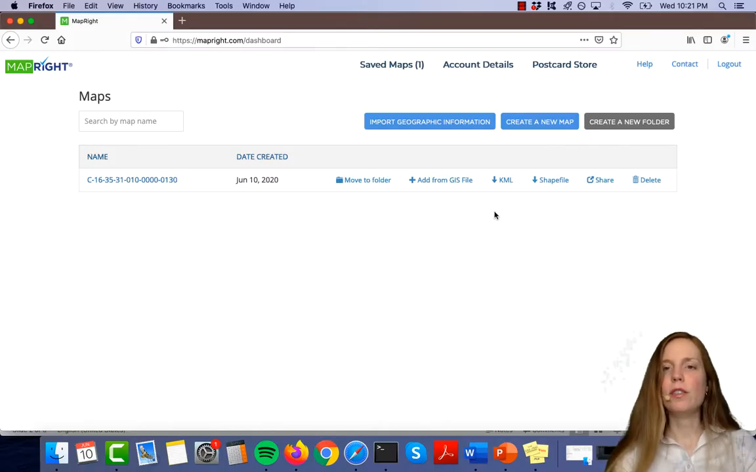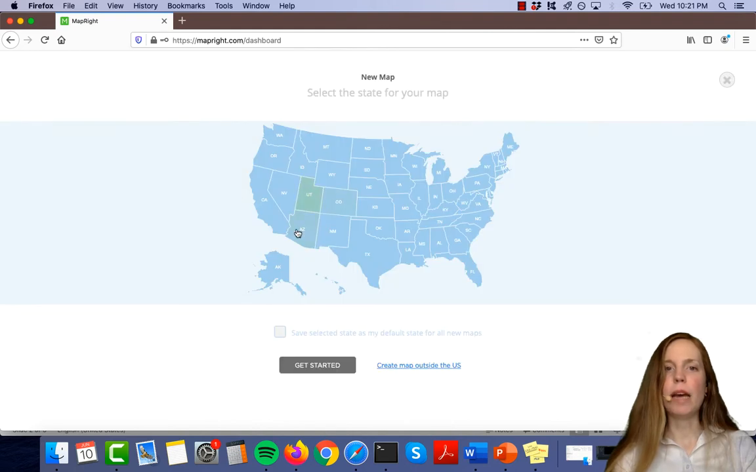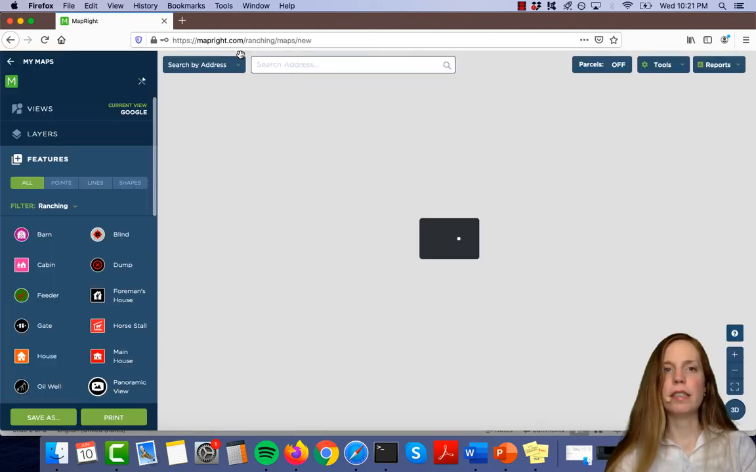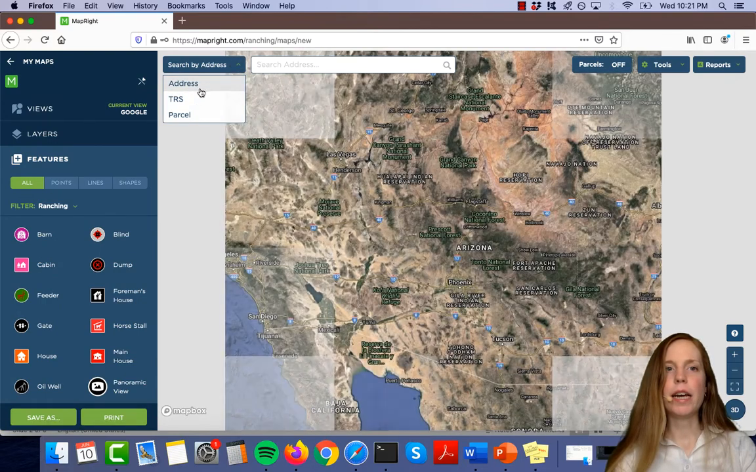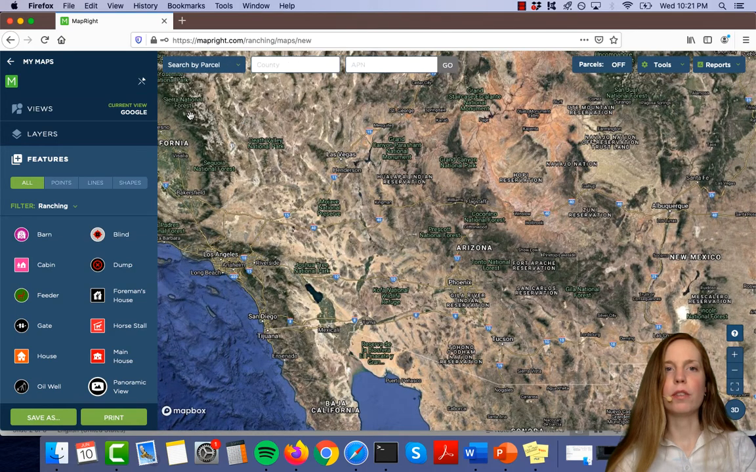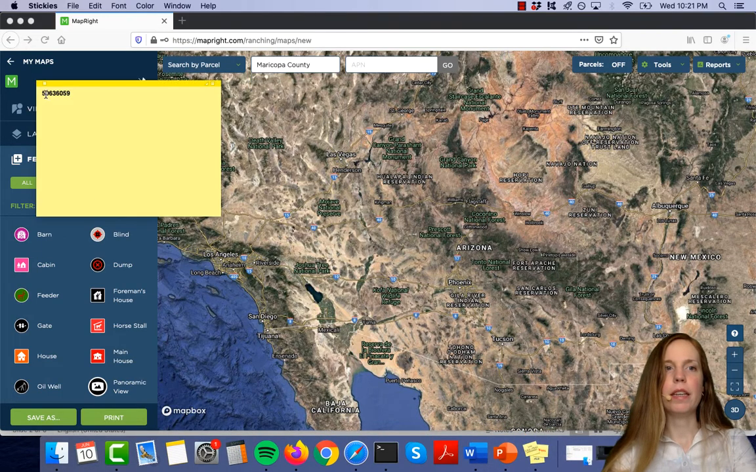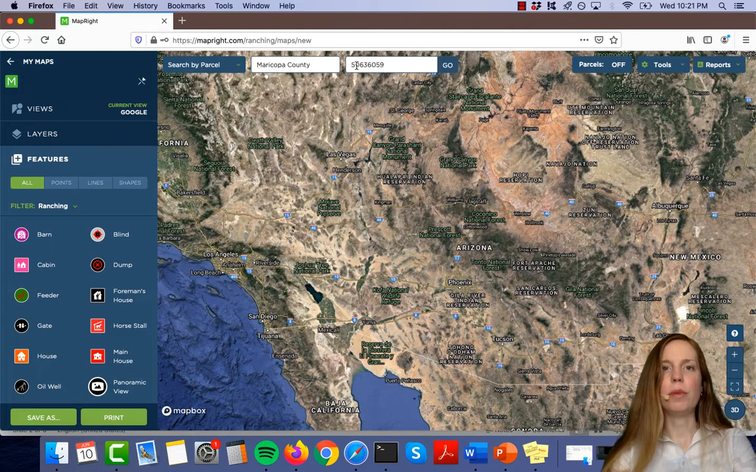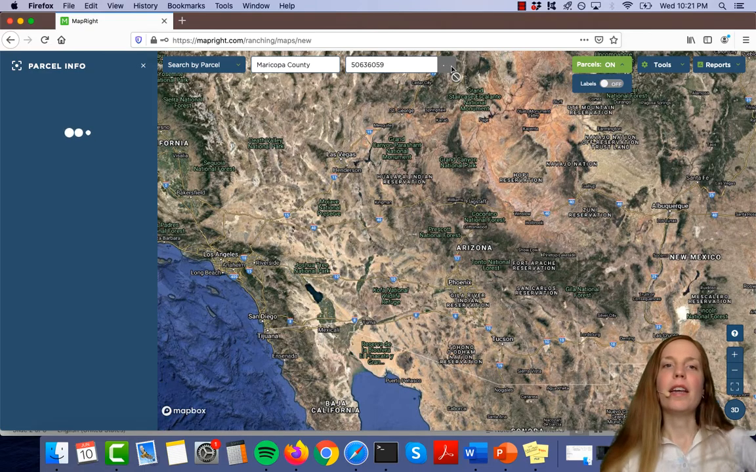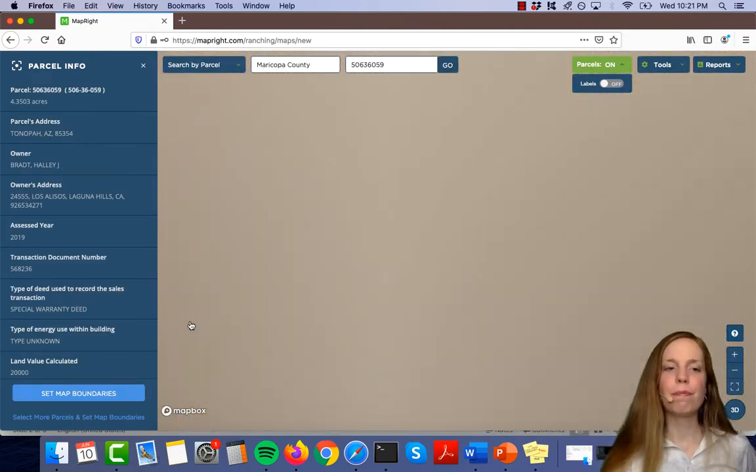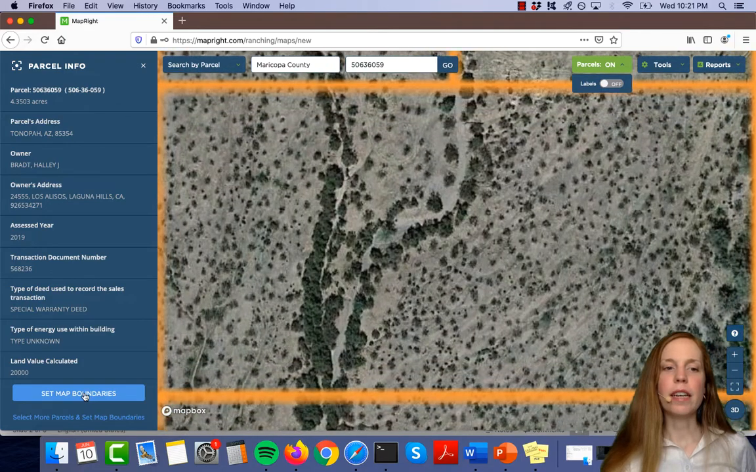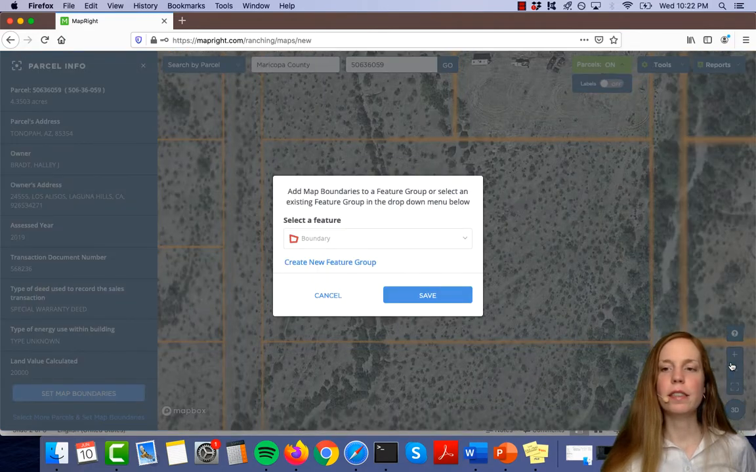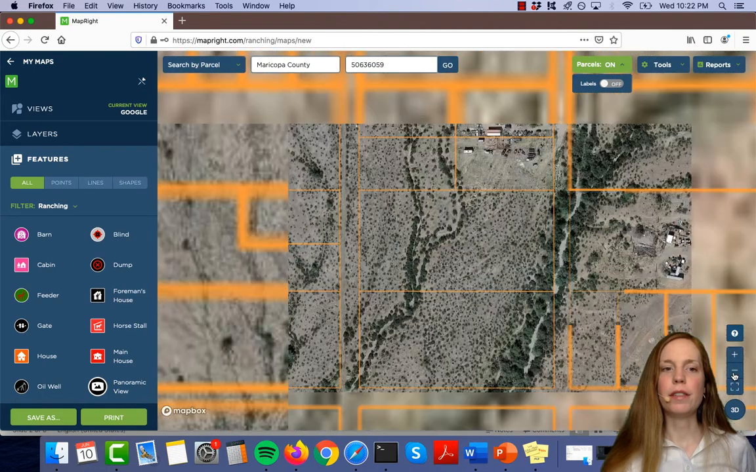Okay, so here's the starting screen with MapRight. I'm going to create a new map. Let's go to Arizona, and then you get into the map interface here, and you can search by address, township, range, and section, or parcel. I'm going to search by parcel, and this will be the APN number, that all-important number that we need to look up anything. And we'll search for the parcel and set our boundaries. So we have the parcel saved.